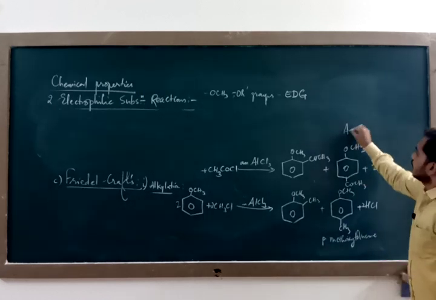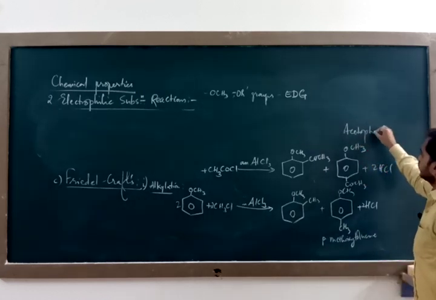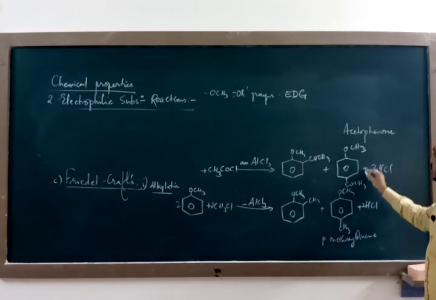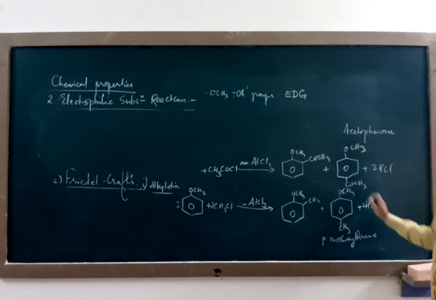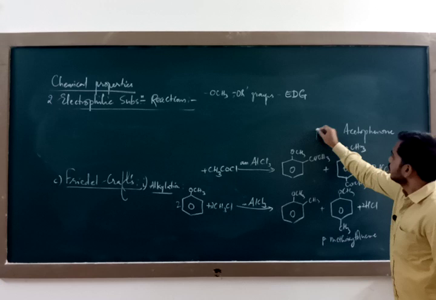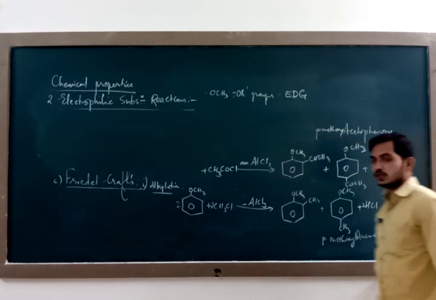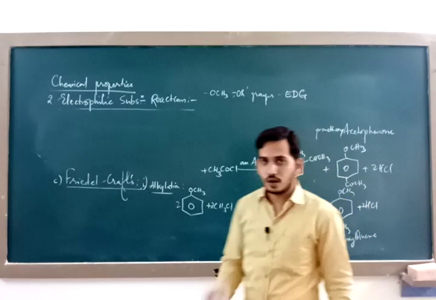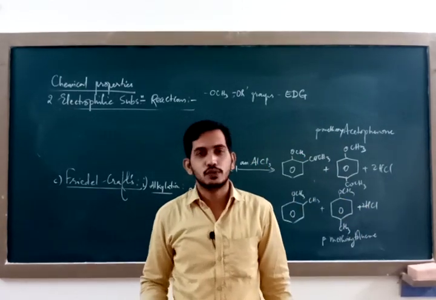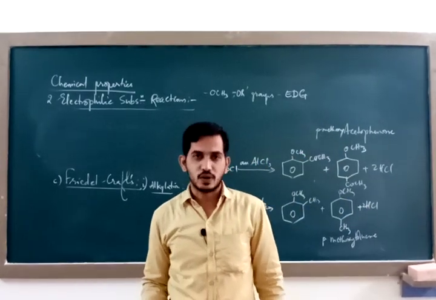Here you will get acetophenone. COCH3 is acetophenone group. So which acetophenone? Paramethoxyacetophenone is obtained as major product along with orthomethoxyacetophenone as a smaller product.